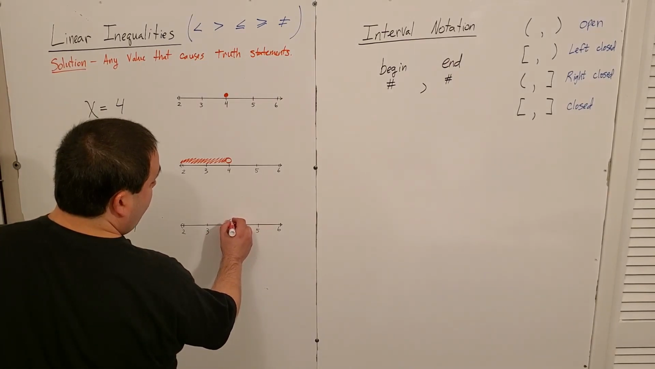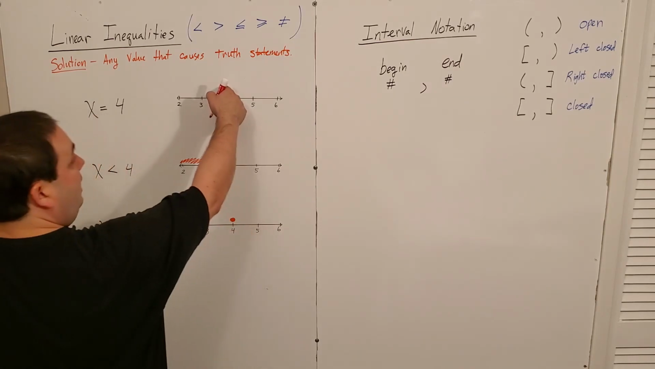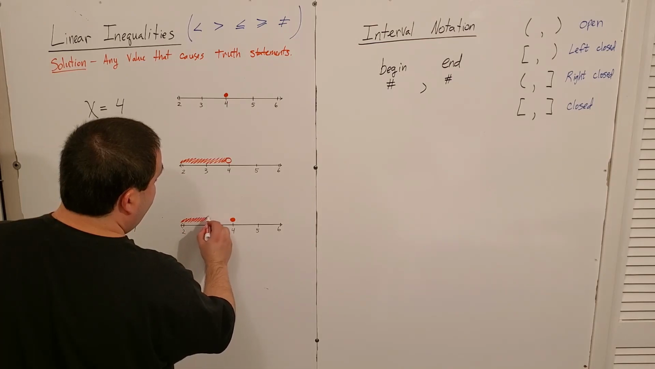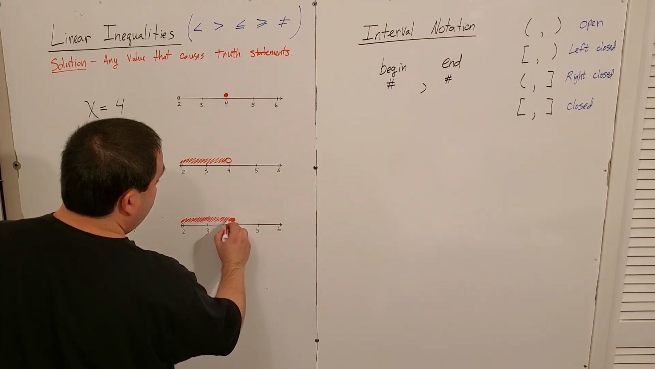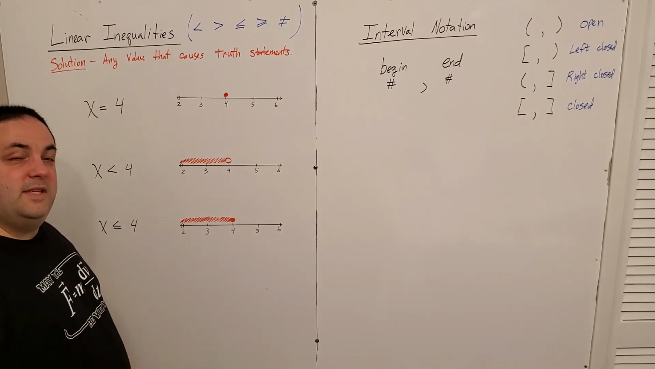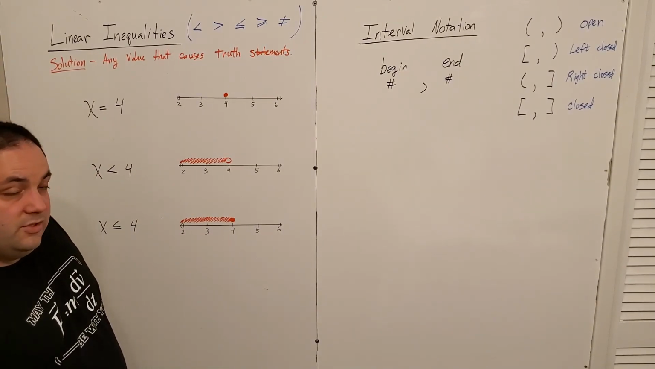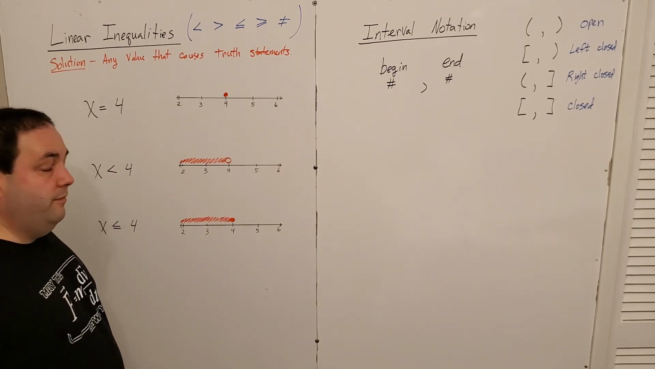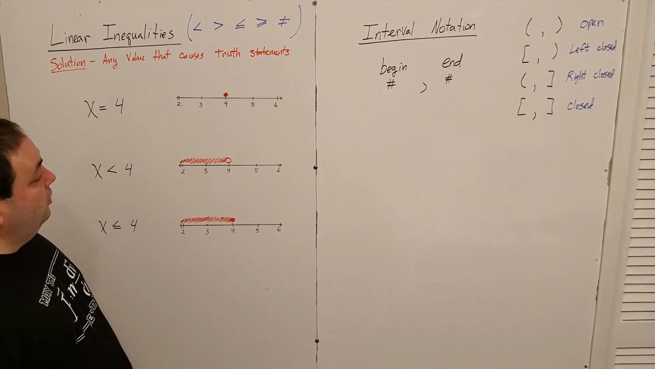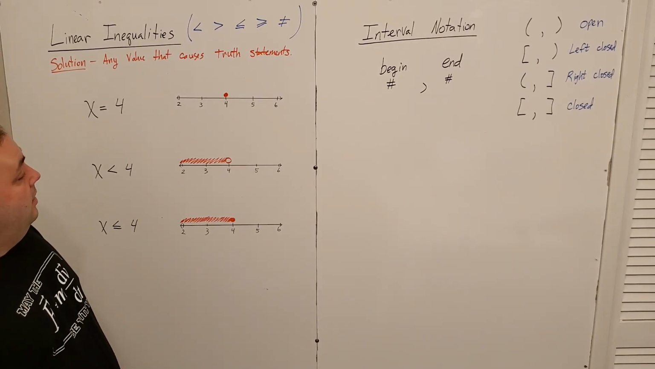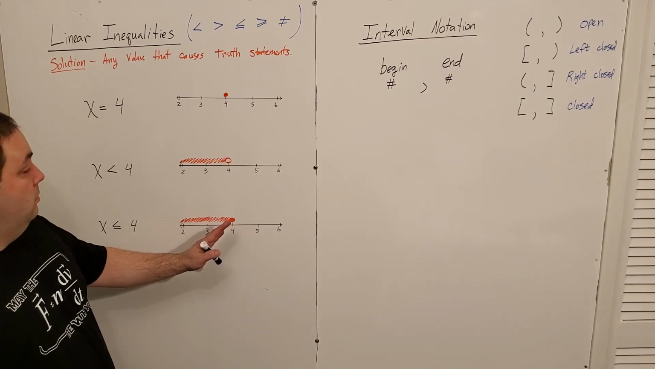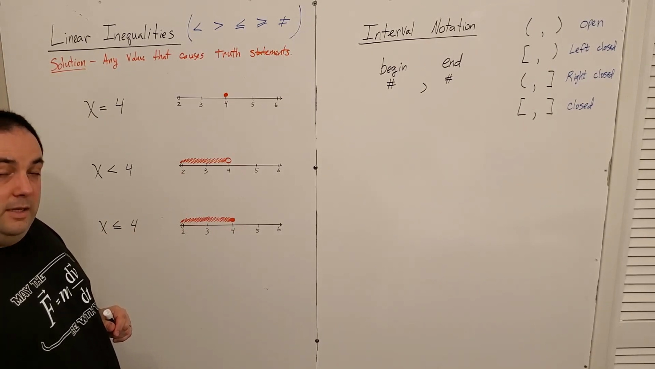So old school would be to put the solid dot up here and also to shade everything to the left of it. Like so. Okay, now I keep saying old school, right? There's newer versions, and typically you'll see this a lot more, especially on the online homeworks and things like that, where instead of the open and closed circle, they'll use parentheses and bracket.